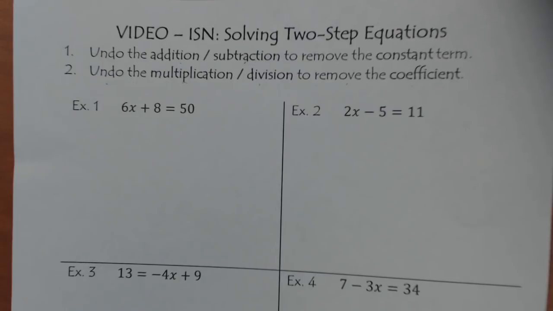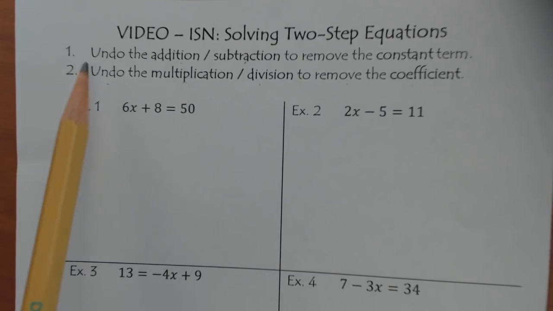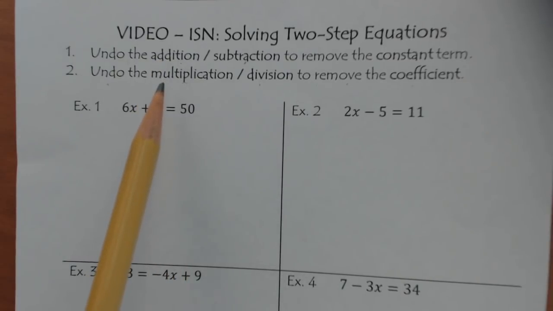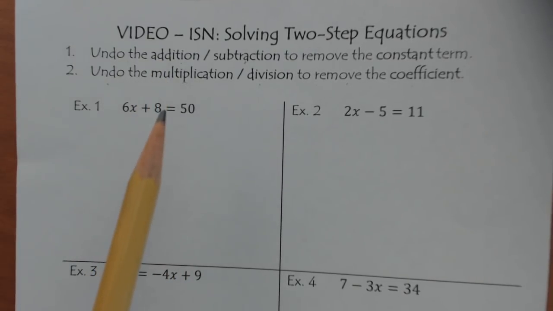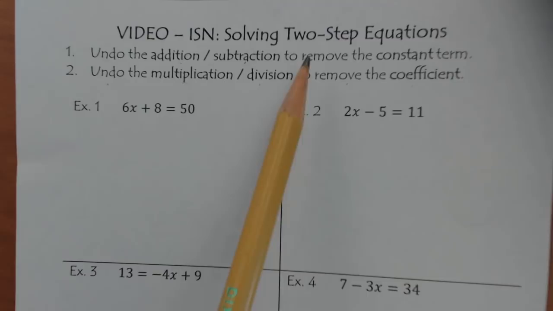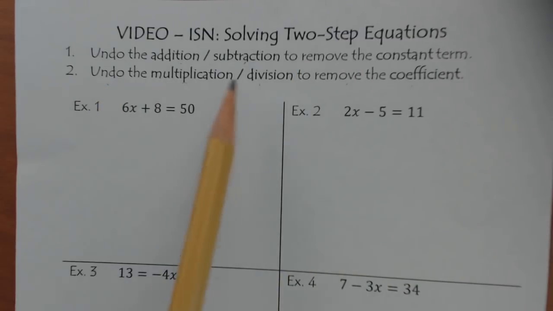Today we're going to be solving two-step equations. We're going to be using these two steps. Now when we get into solving multi-step equations, we might not be using these in this exact order, but this is just somewhere to start to help us practice solving two-step equations. So first, undo the addition or subtraction to remove the constant term, and then undo the multiplication or division to remove the coefficient.